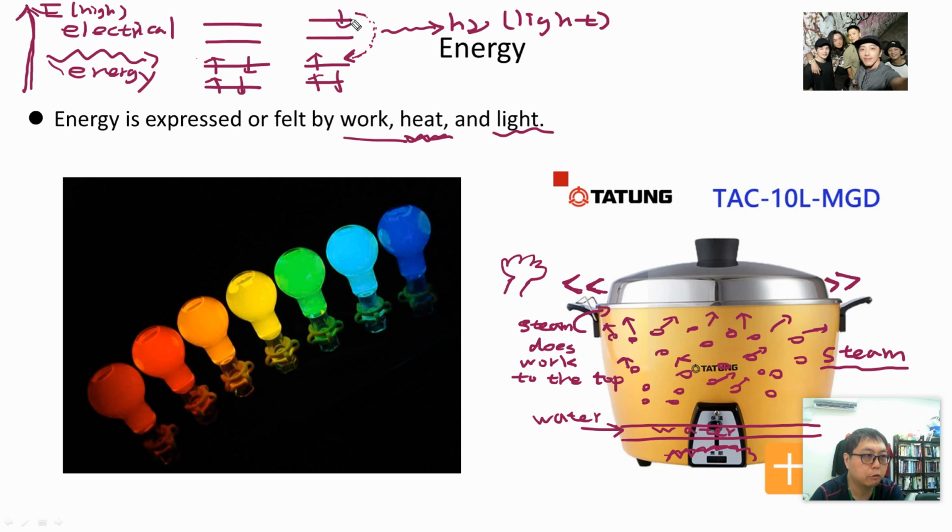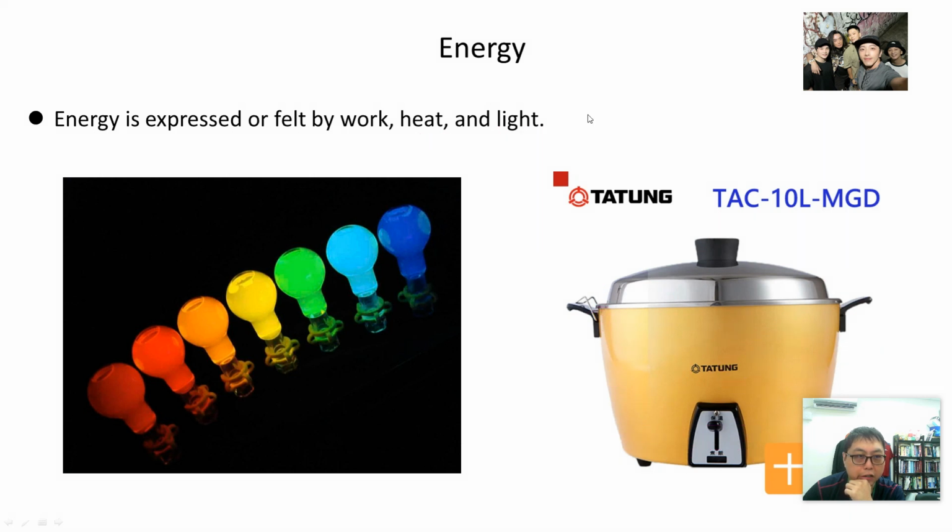And when the electron goes back from a high energy state to a low energy state, it will emit light. So light is the expression of energy. We cannot touch the energy or hold the energy. Energy is not a real subject, but we can feel it and sense it. That's the energy.